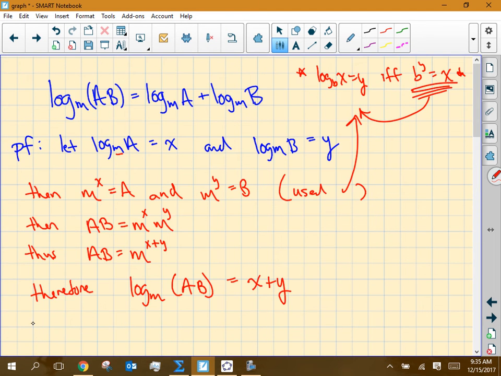Okay. Now, substitute back X and Y. What do we let X be? Yeah, X was log base M of A. What was Y? Log base M of B. Does that prove the property that we started off with? Log base M of AB is identical to log base M of A plus log base M of B. Okay? So that's the algebraic, maybe analytical proof of that property.